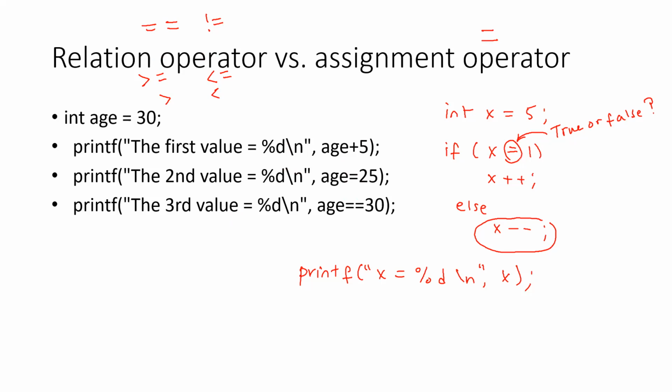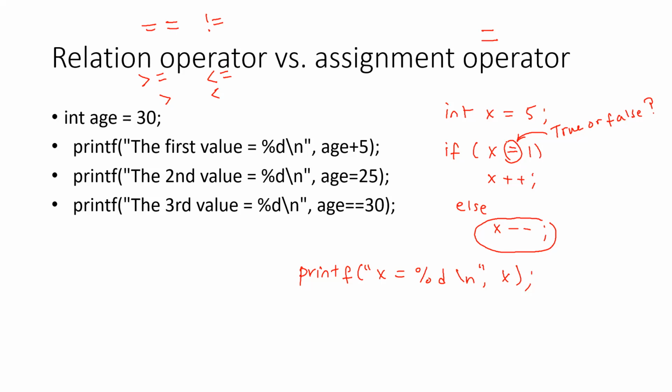So bila assignment operator, maksudnya apa? Maksudnya saya reassign x to equals to 1. So maksudnya nilai dia kat sini adalah x is assigned to 1. Adakah dia betul ke salah? Kalau ikut pemahaman C programming, apa yang C faham? Okay, so sebab kita assign benda tu, x equals to 1 is okay. Tak ada masalah. Sebab kita bagi nilai tu, dia akan ambil benda tu sebagai true.